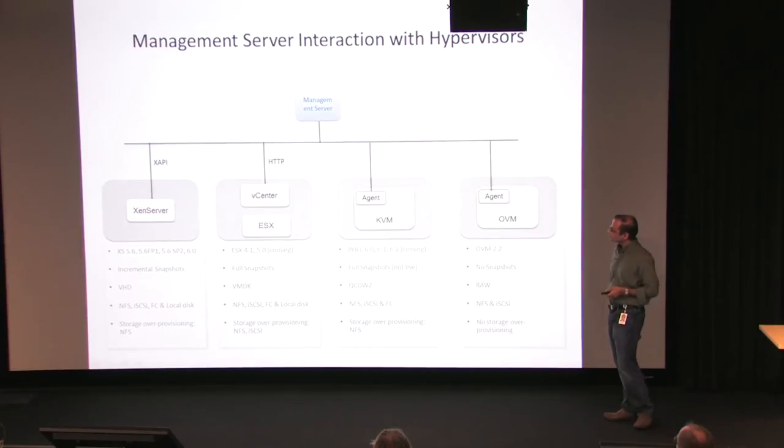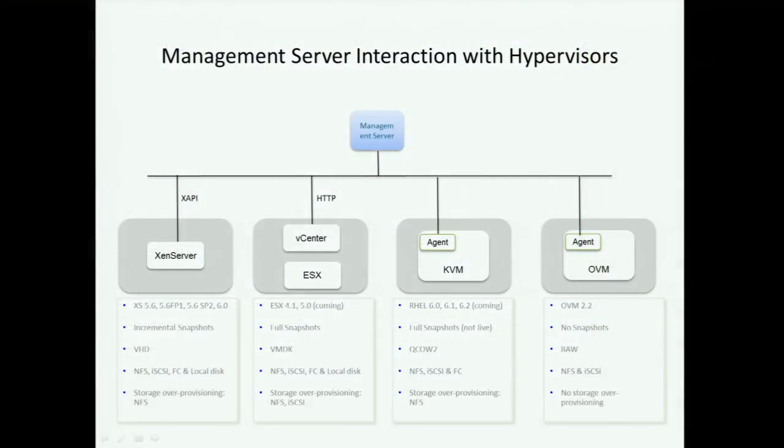So here's a summary of what works and what doesn't. You can see that for Oracle VM, there are no snapshots and no storage over provisioning. But the other ones are pretty well supported. We use the native file format for each hypervisor. XenServer likes VHD, VMware likes VMDK, and QCOW2 for KVM. You can also actually use RAW for KVM. Those are the supported primary storages.